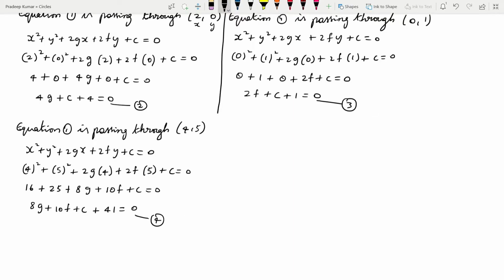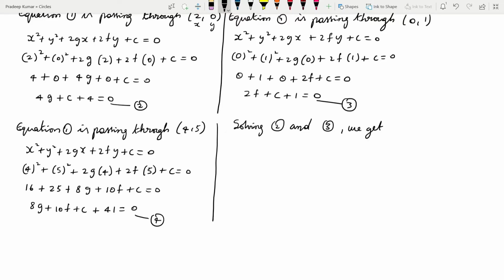We have substituted the 3 points in the general equation where we got the different equations. So now we'll just solve. I can write here solving 2, and also I'll solve 3. So let's see what we get.